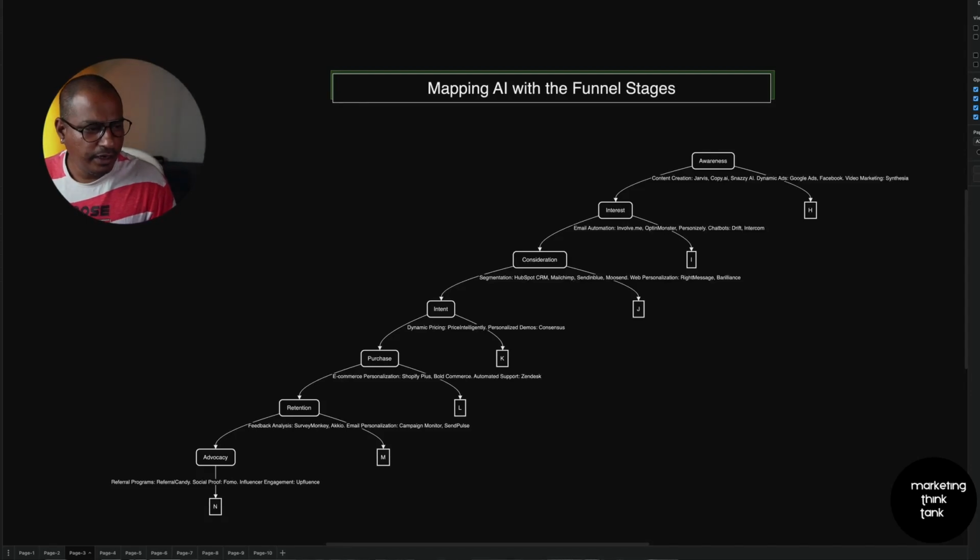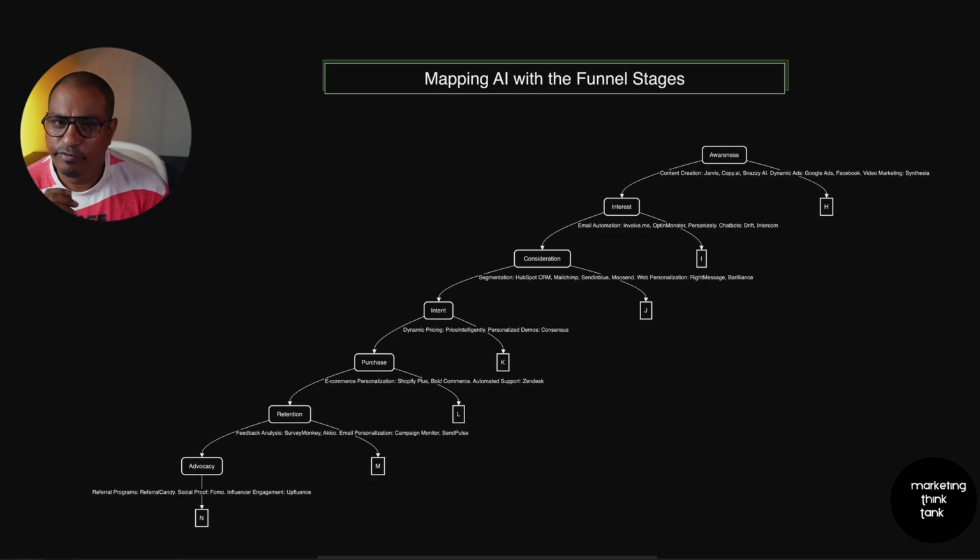All right, so let's move forward. And moving forward, here is a very interesting point. We had already looked at what it takes to create an AI-based funnel and how AI funnels are different from the traditional funnels. And we never spoke about the stages of the funnel.